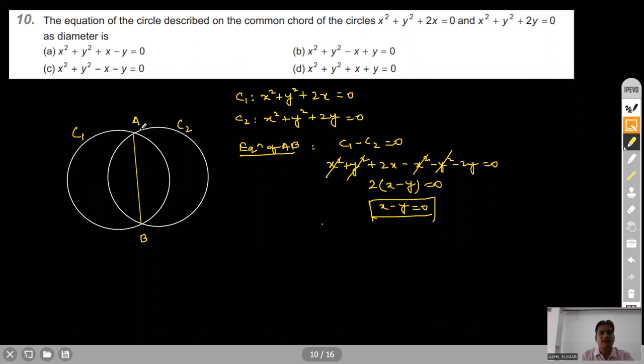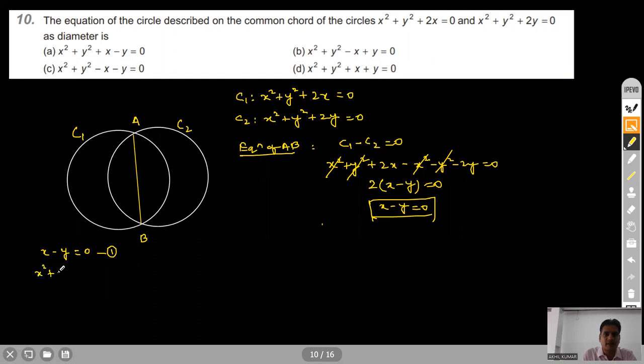Now, making this AB as diameter, we have to write the equation of that circle. So we can do one thing. We can find the coordinates of this A and B. Okay. If we can find the coordinates of this A and B, then we can write the equation of the required circle, taking A and B as the diametric ends. Okay. So let's try to figure it out. Let's try to find the coordinates of A and B. So this x minus y equal to 0, this one is one equation. And let me suppose take C1.